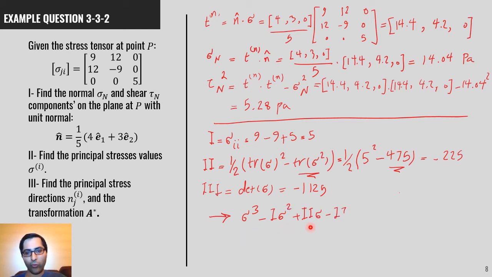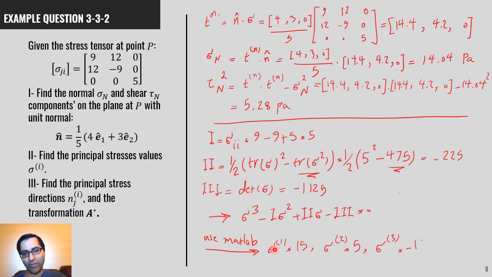Now let's form the characteristic equation for our eigenvalue problem. And again, I used MATLAB to find the three solutions for that equation. There we get sigma 1, the first principal stress, to become 15, the second one to be 5, and the third one to be minus 15.